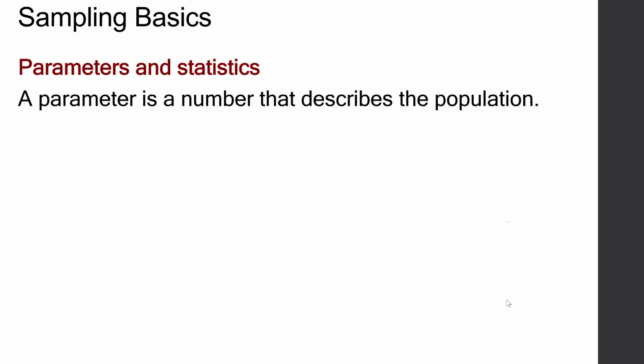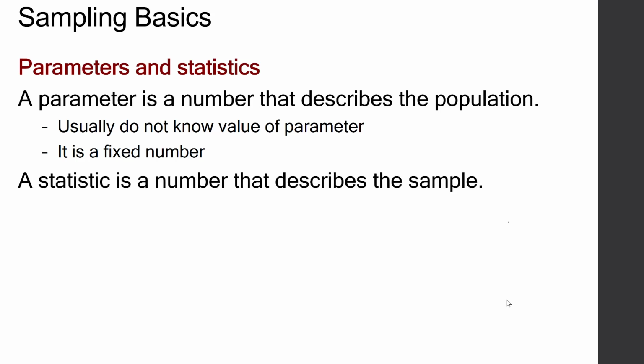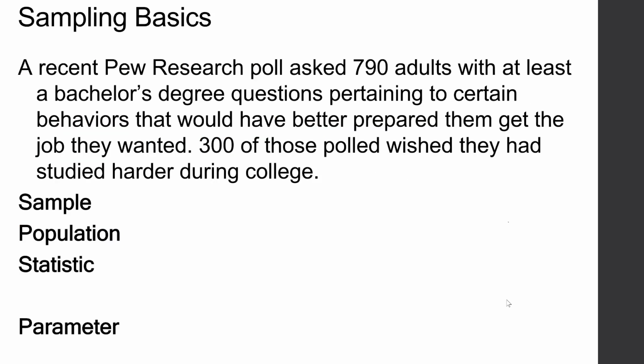All right, back to parameters and statistics. A parameter is a number that describes the population. We usually don't know the value of a parameter, but it's some fixed number that exists. We just can't see it. A statistic is a number that describes the sample. We do know the value of a statistic because we've observed the data and we can calculate the value of a statistic like a sample mean. However, it will change from sample to sample due to sampling variability.